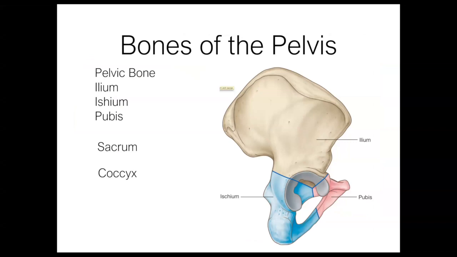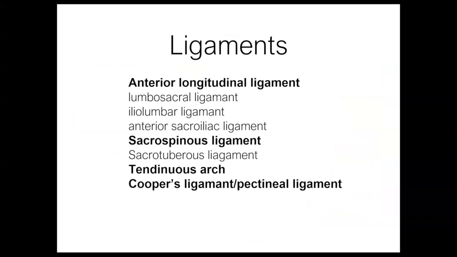Now, when we look at the bones of the pelvis, there are basically three bones: the ilium, the ischium, and the pubis. And of course, there's a sacrum and coccyx. And when we look at the ligaments, there are many ligaments in the pelvis. But the ligament that we are most interested in is the anterior longitudinal ligament, which we look at when we do sacrocolpopexy. All these ligaments are probably not something that we do during laparoscopic surgery.